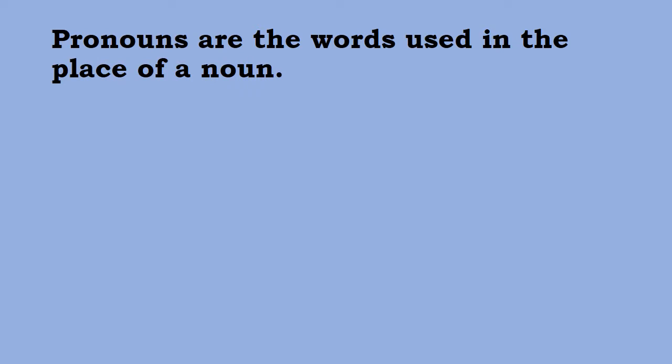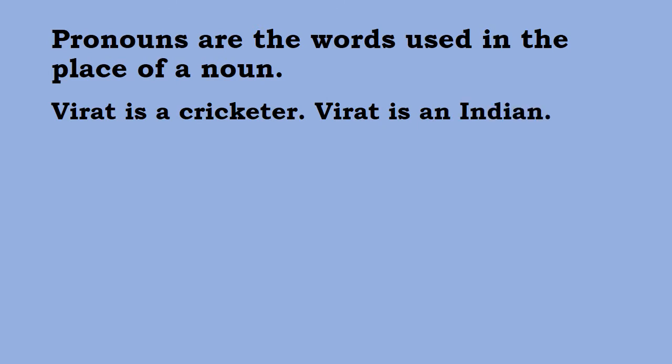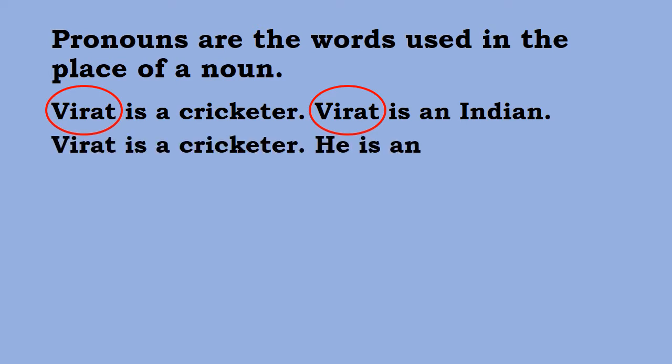I'll give you one example. Virat is a cricketer. Virat is an Indian. If you have noticed here, the word Virat is used in both the sentences. That means it is being repeated in the second one. The two sentences can be written as: Virat is a cricketer. He is an Indian. So what have we done? We have replaced Virat in the second sentence with he, which is a pronoun.